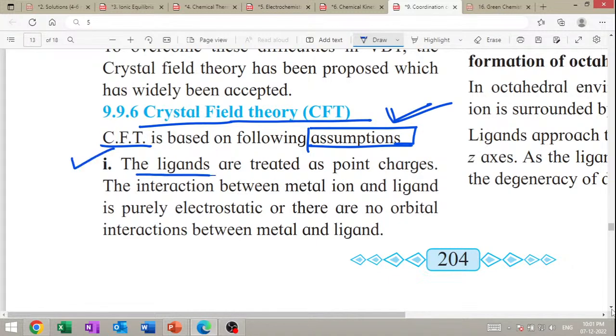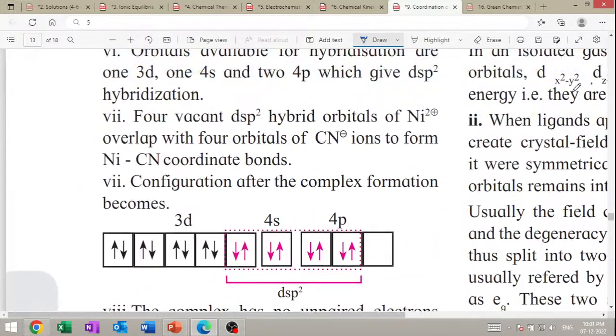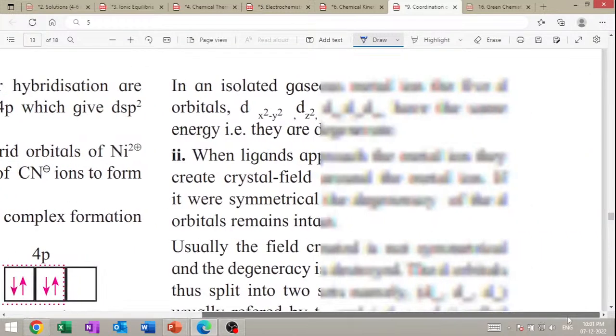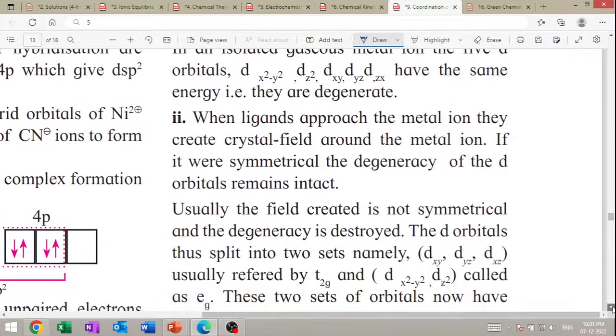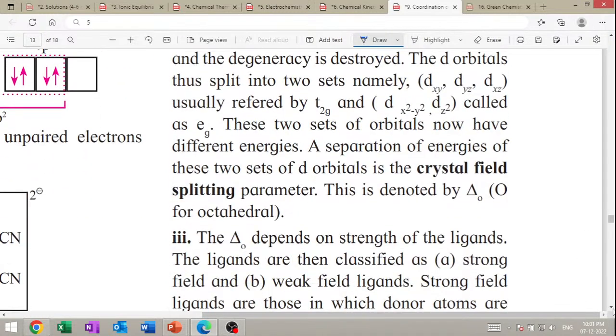Number 1, the ligands are treated as point charges. Just write only the points. Number 2, when ligands approach the metal ion, they create the crystal field around the metal ion. This is known as the crystal field splitting parameter. It is written as delta O, O for octahedral, the separation of energies.